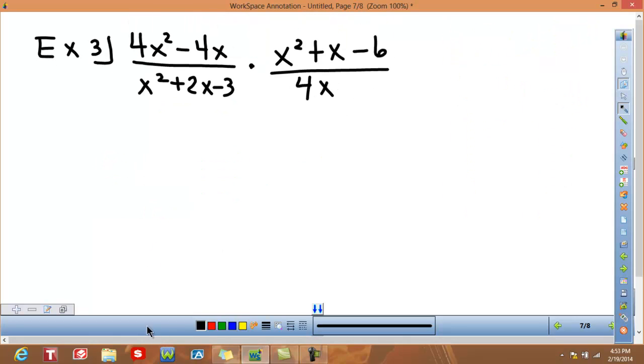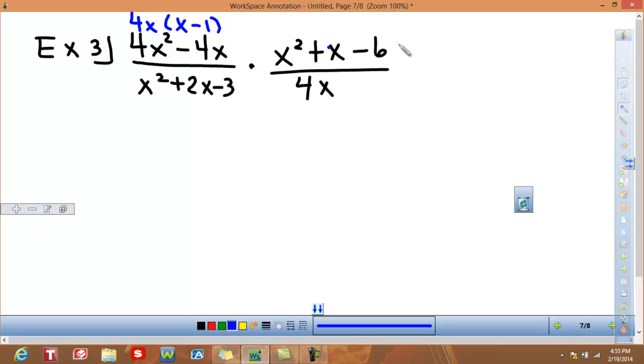Example 3. We need to factor each of our original expressions. This is the key to rational expressions. In this top expression, I could take out a 4x. This will leave x minus 1.